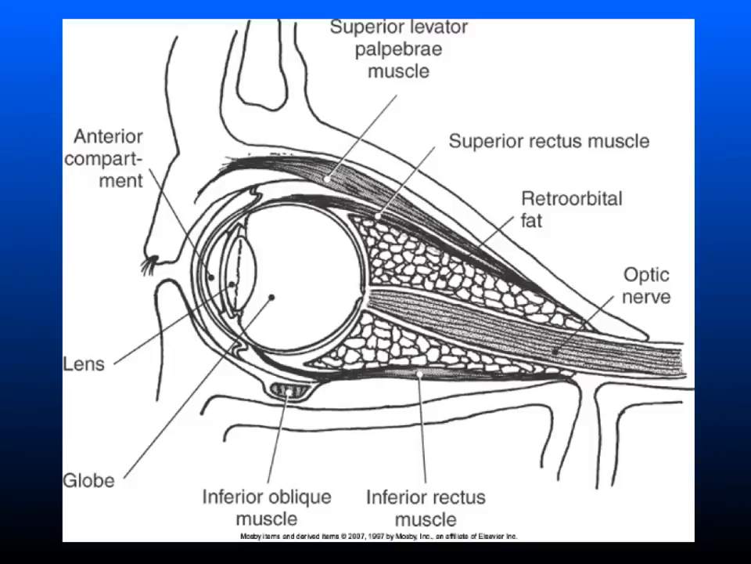What else is important in this picture? What do the oblique muscles do? I'm going to show you the oblique muscle. They also move the eye. They all somehow move the eye, both the rectus muscles and the oblique muscles. Let me go to the next one.